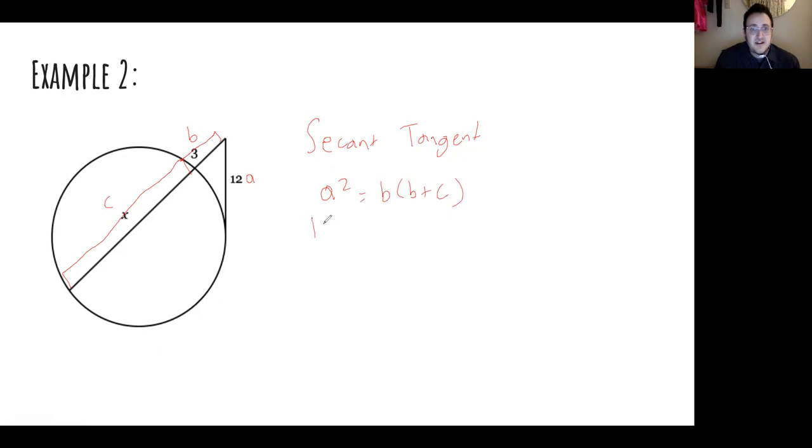So on this one, I got 12 squared equals 3 times 3 plus x. So that gets me to 144. And I got 9 plus 3x. So I'm going to subtract 9 on both sides. So I'm going to get 135 equals 3x. And when I divide that, we get 135 divided by 3 for a grand total of 45.